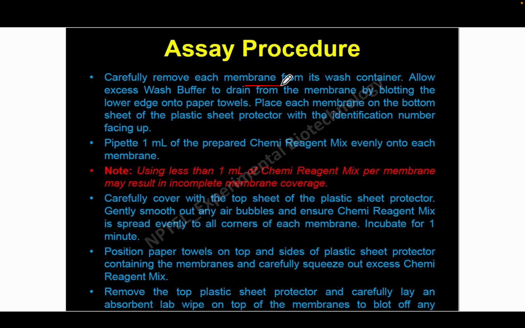Carefully remove each membrane from its wash container. Allow excess wash buffer to drain from the membrane by blotting the lower edge onto a paper towel. Place each membrane on the bottom sheet of the plastic sheet protector. Carefully cover with the top sheet of the plastic sheet protector. Gently smooth out any air bubbles. So you have to make sure that no air bubbles are there, and then you have to image.